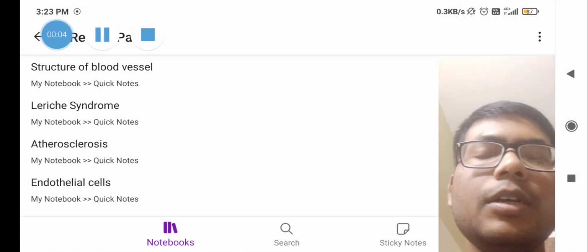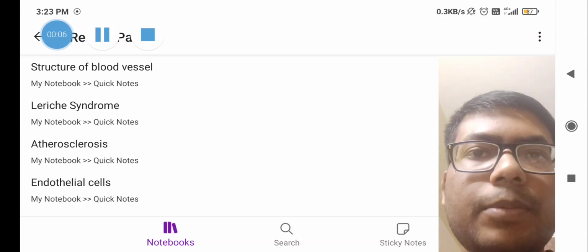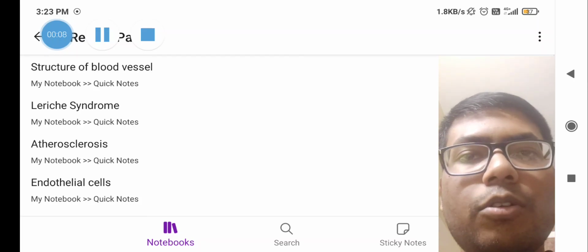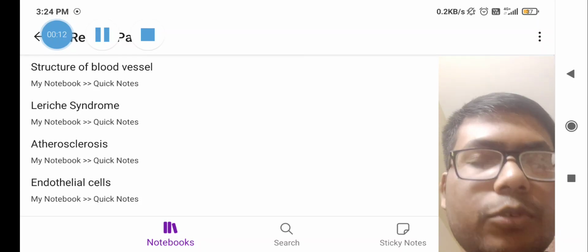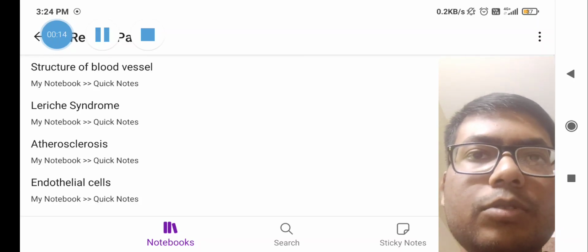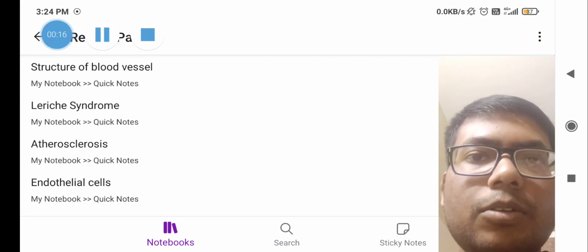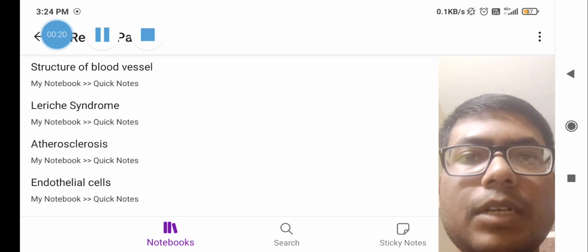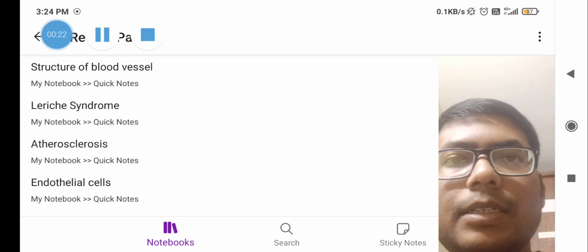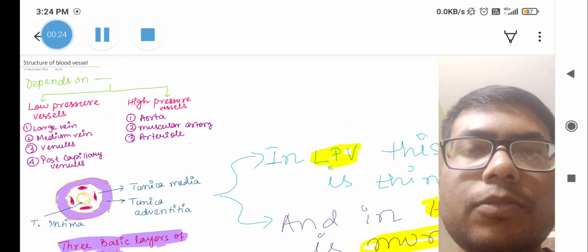Hi everyone. Today I would like to discuss atherosclerosis and the pathogenesis of hypertension. Before starting with that, we need to discuss the structure of blood vessels and the salient features and the functions of the endothelial cells. So, the structure of blood vessels.